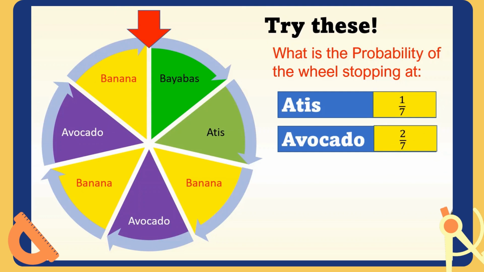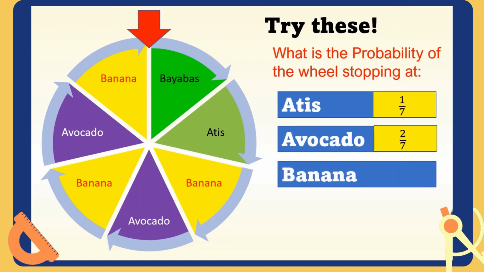Kasi meron tayong 2 parte dyan na avocado. So, 2 tsansa na pwedeng huminto ang ating wheel sa avocado. Next, banana. Sa banana naman, meron tayong 3/7. So, meron tayong 3 parte dyan na may banana, kaya 3 beses din o 3 rin ang chances na ituturo ng ating wheel ang banana.